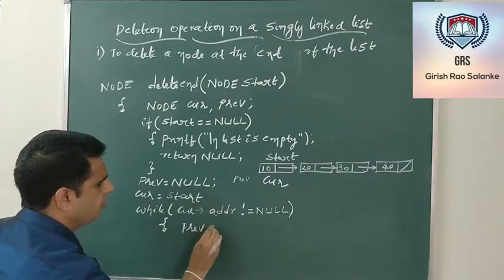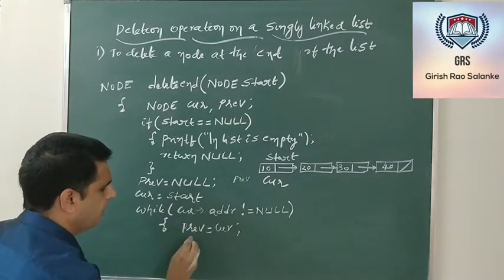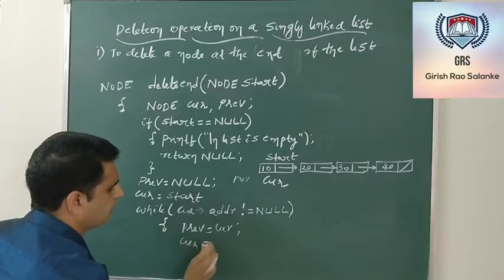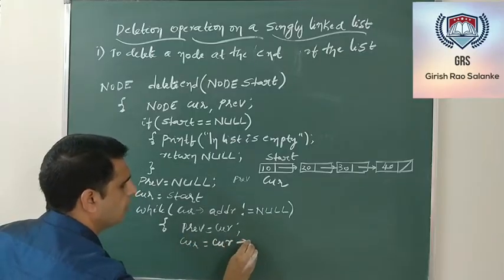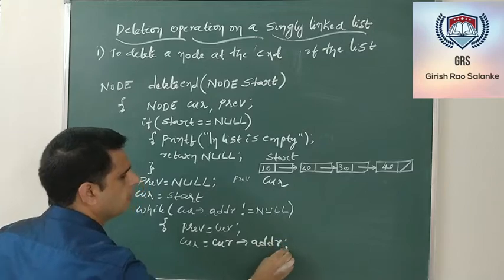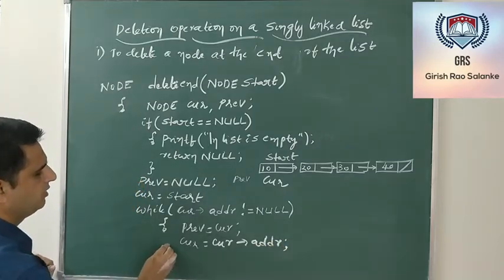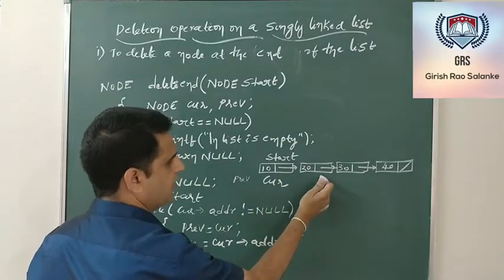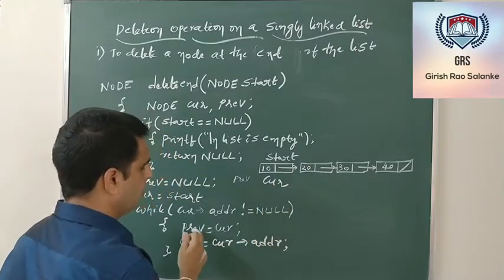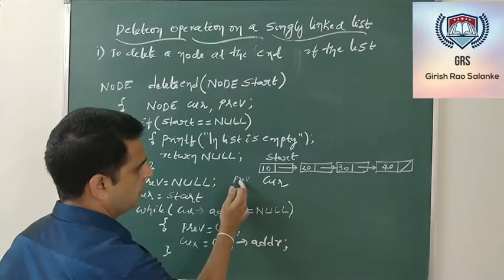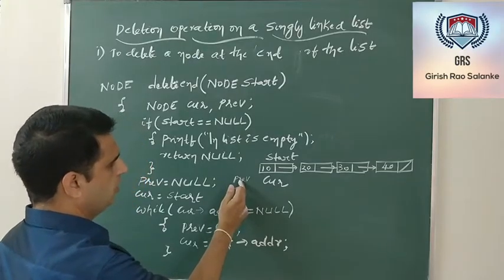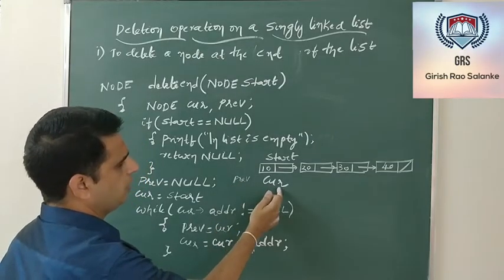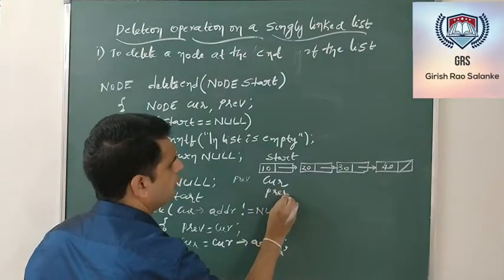First thing is make previous as current and then change your current to the next node. Current is equal to current of address. Close your while loop. Let's see what happens. While current of address is second node there, yes. Now make your previous as current. Your previous is nowhere pointing. Now make it point to current. So this becomes your previous.